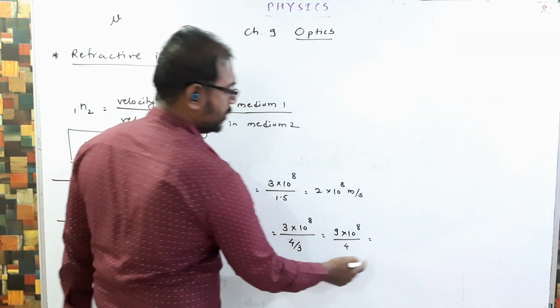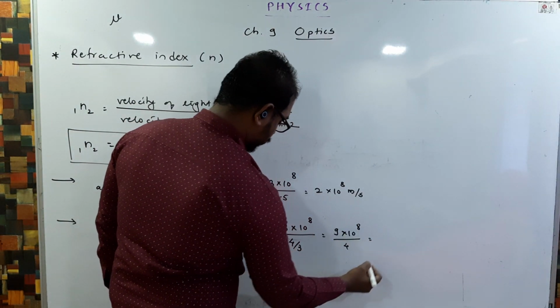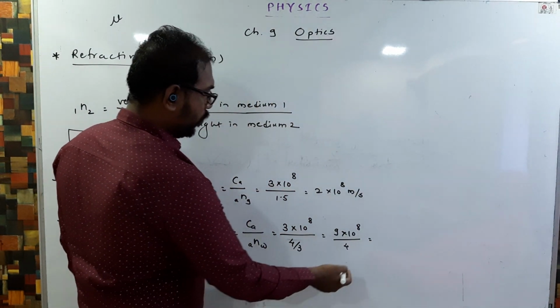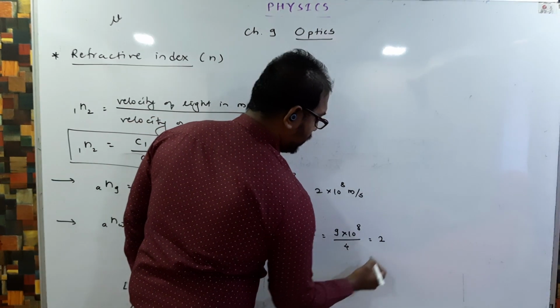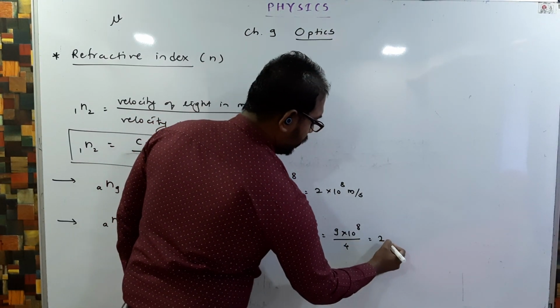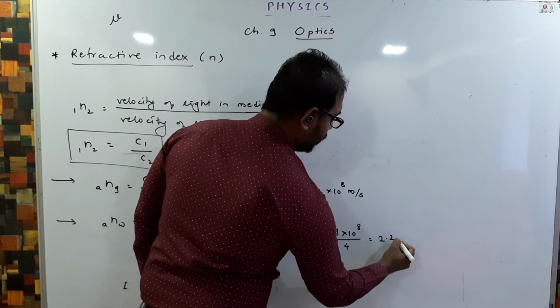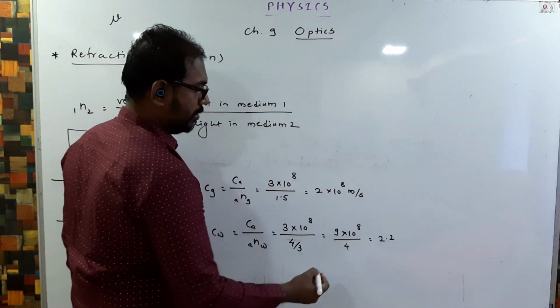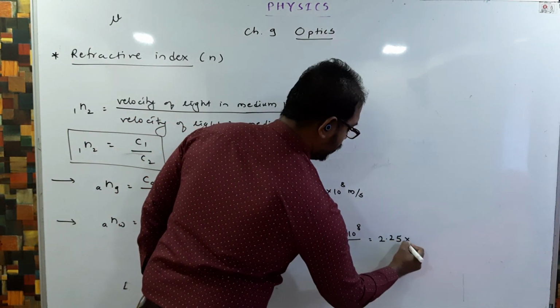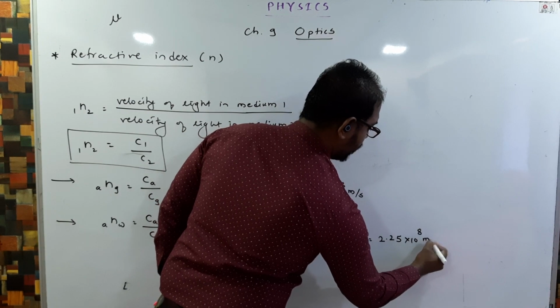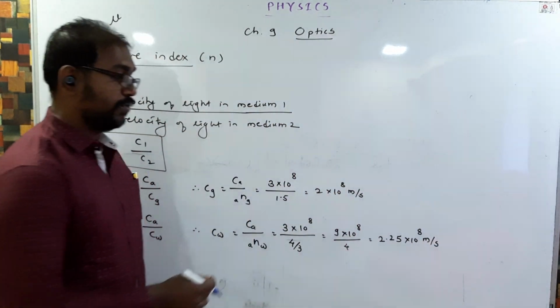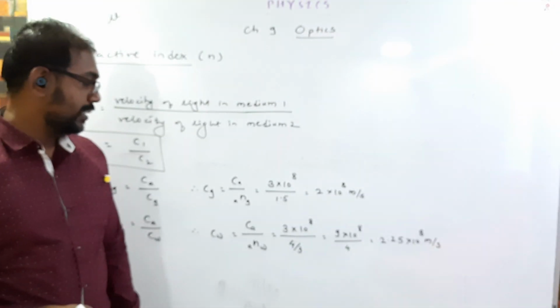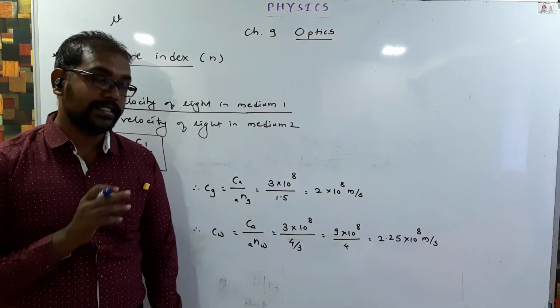Or you can solve this. 4 2s are 8, 1. Again 4 2s are 8 and 2 is coming, 4 5s are 20. So 2.25 into 10 raised to 8 is the velocity of light in glass.